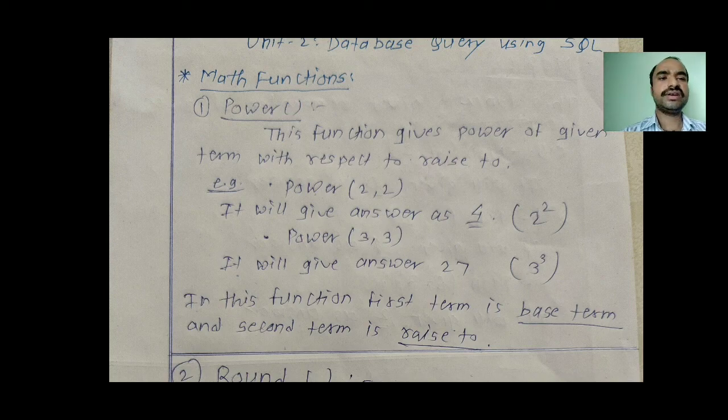So we have seen MySQL. Once the MySQL command line is open, you just write SELECT POWER(2, 2). See, in the brackets there are two terms, one is a number and the second one is the raised to, or the power. Whenever you write this, it will give the answer 4. In mathematics it is written as 2 raised to 2, but while writing in MySQL, we need to write POWER(2, 2). So it will give the answer 4.